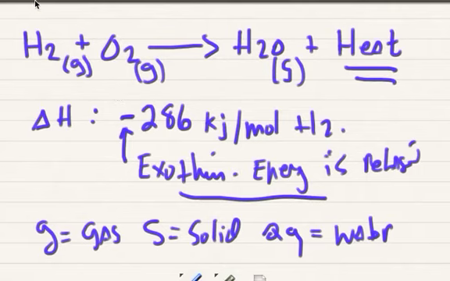That's really what I just wanted to get at: when you look up the values of a certain reaction and it says negative so many kilojoules per mole, that negative means the enthalpy of this system has decreased. My enthalpy has decreased because I'm giving off energy.